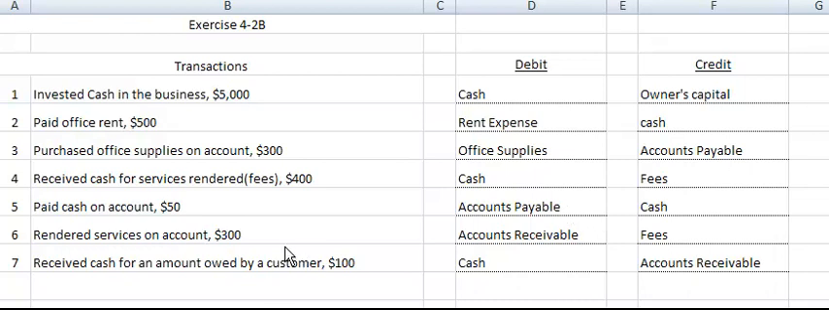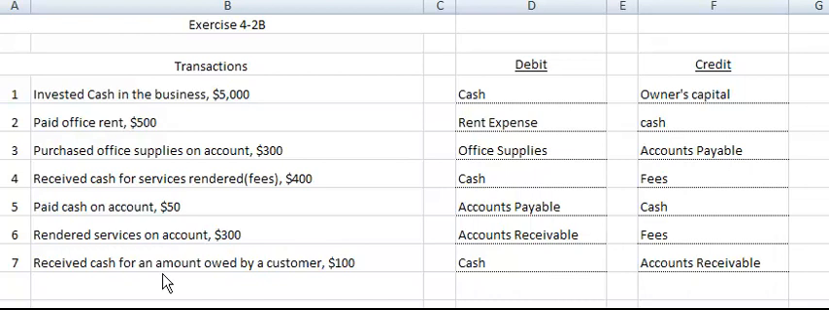Rendered services on account, $300. If I rendered service, that means I earned revenue. Revenue always increases with a credit, so that's going to go on my credit side. And it says on account, which means although I provided someone a service, they haven't paid me this $300 yet, but they will. I'm going to invoice them. They owe me, so I'm going to debit my accounts receivable.